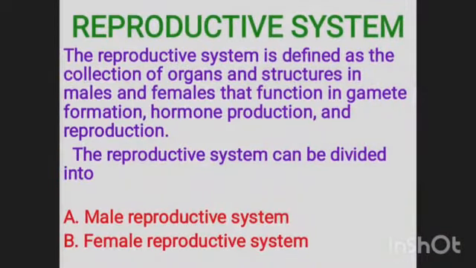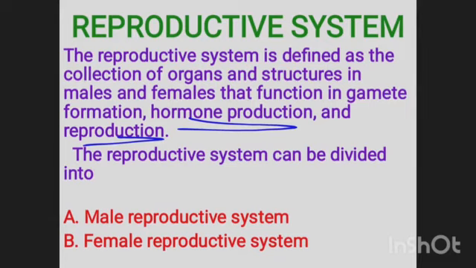Now we have what is the reproductive system. We've talked about reproduction. Now, what is the reproductive system? This is a system that has to do with the collection of organs and structures in males and females that function in gamete formation, hormone production, and reproduction itself. The reproductive system is defined as the collection of organs performing the same function, all right?